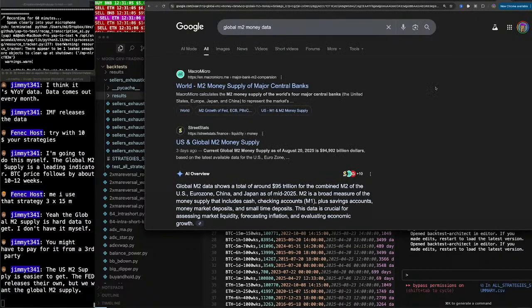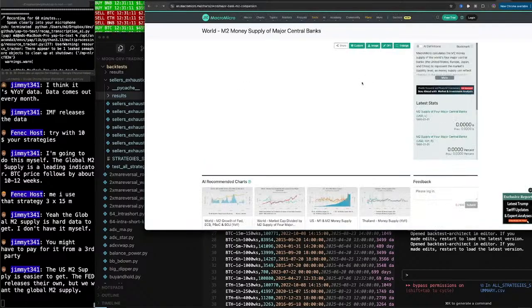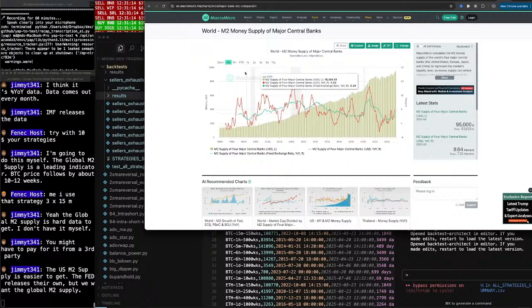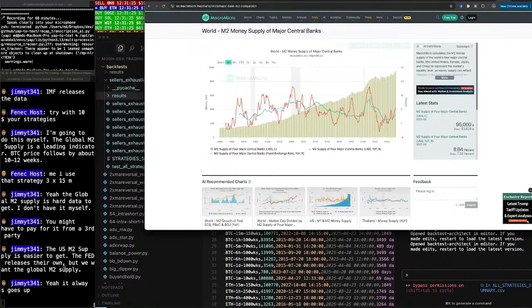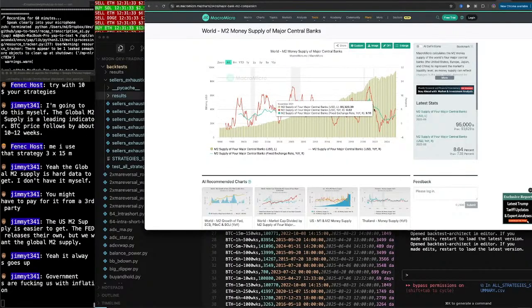All right. Well, anybody else have a different idea here? M2 money supply of major central banks. Okay, so that changes things. See, this is much different than just the US. The US M2 supply is easier to get. The Fed releases their own, but we want the global M2. Ours always goes up, but the global doesn't. What the hell? Is that for real? The US always goes up, but the global doesn't?